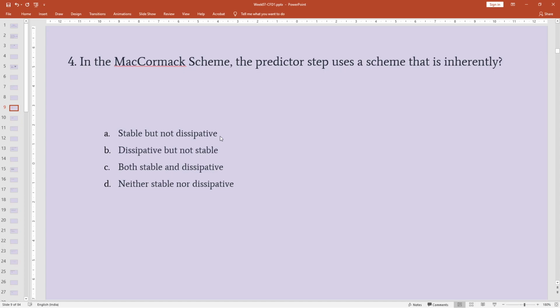The predictor step in the McCormack scheme uses a scheme that is inherently what? In the McCormack scheme, the scheme used for the predictor step has which of the following qualities? Option A, stable but not dissipative. Option B, dissipative but not stable. Option C, both stable and dissipative. Option D, neither stable nor dissipative.